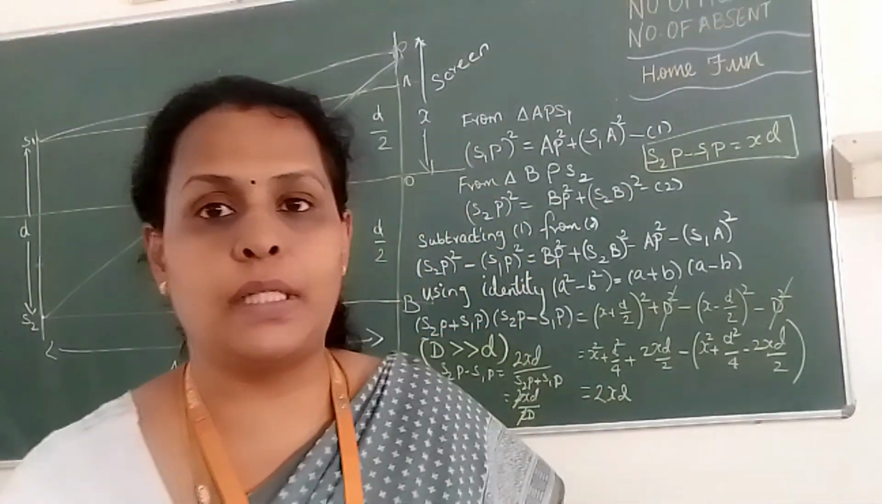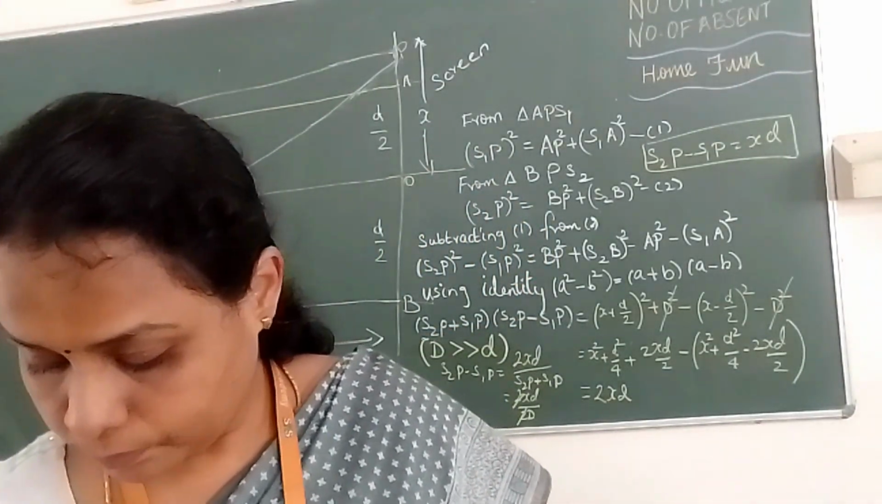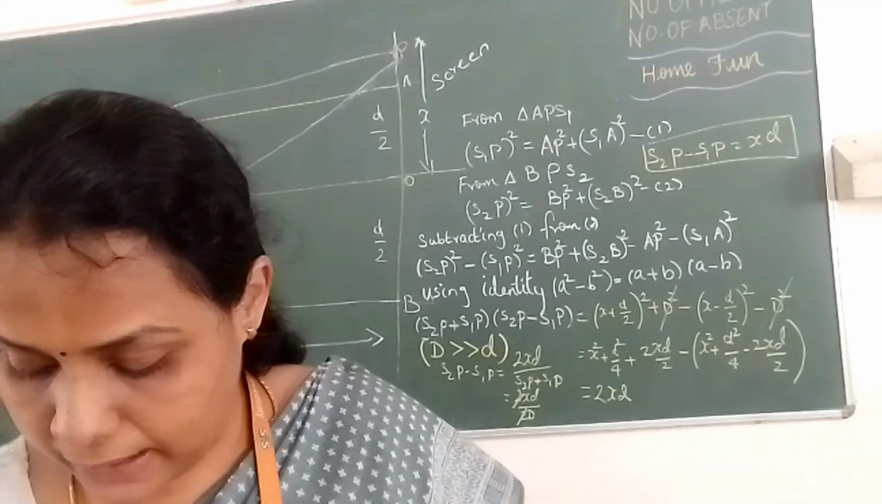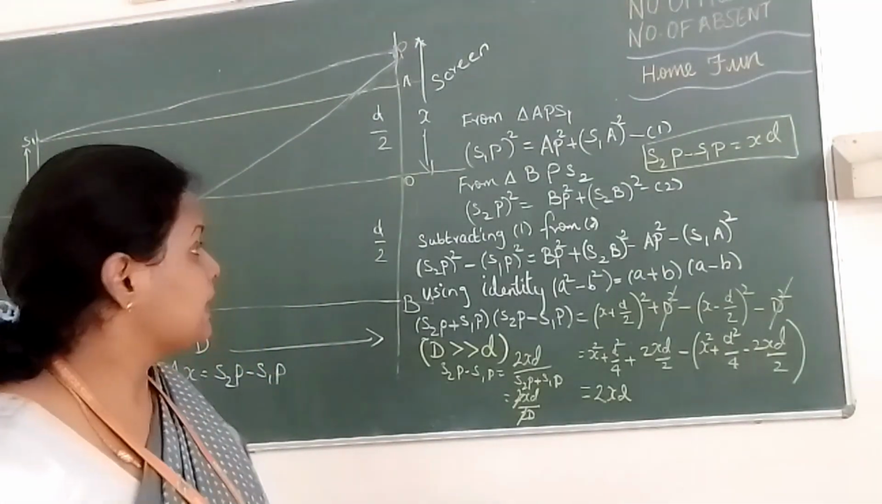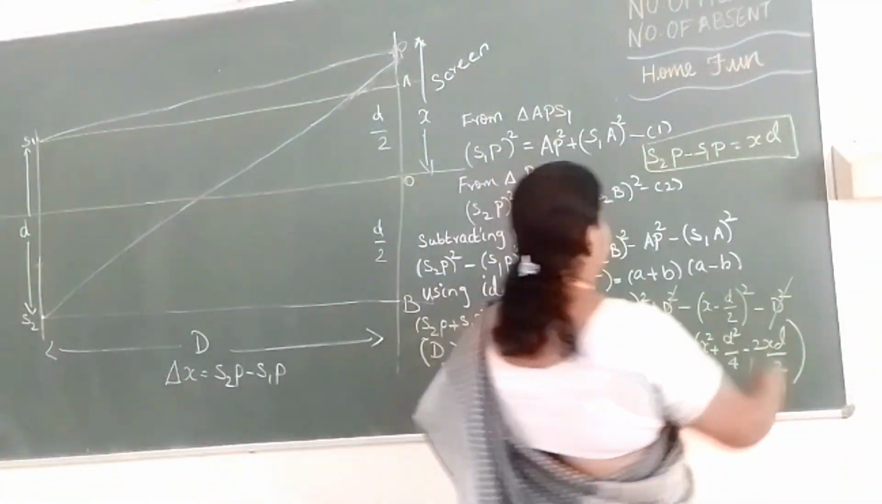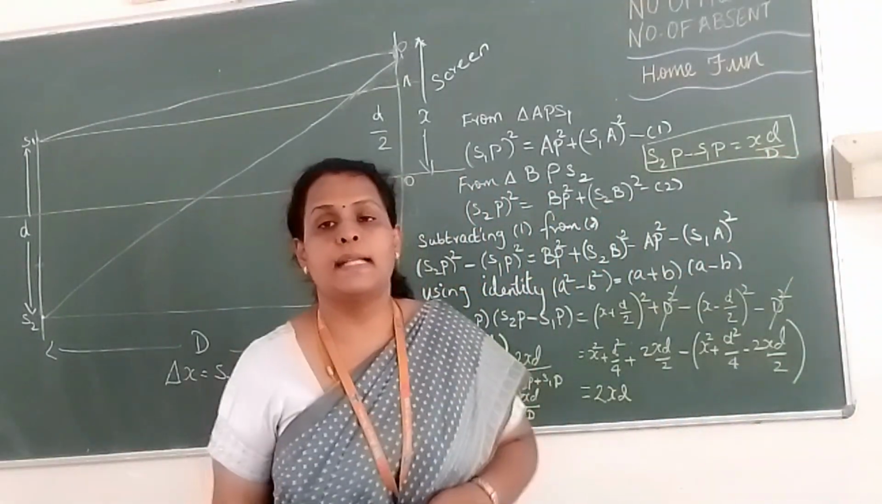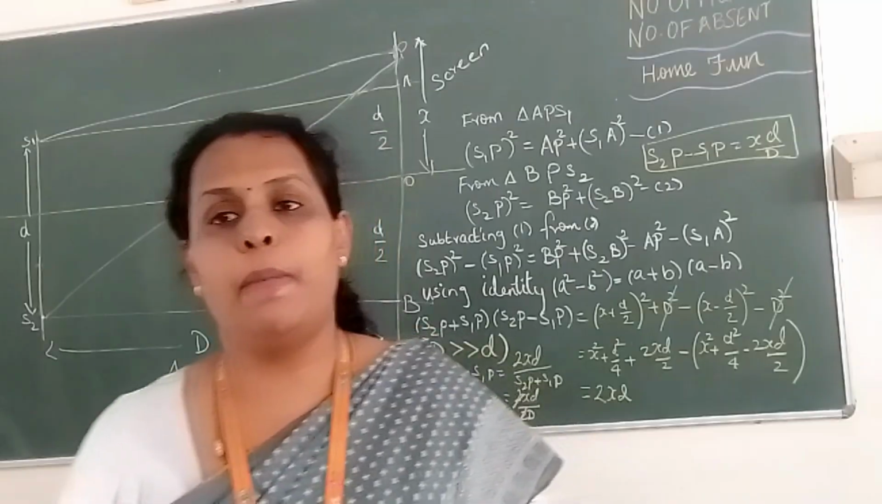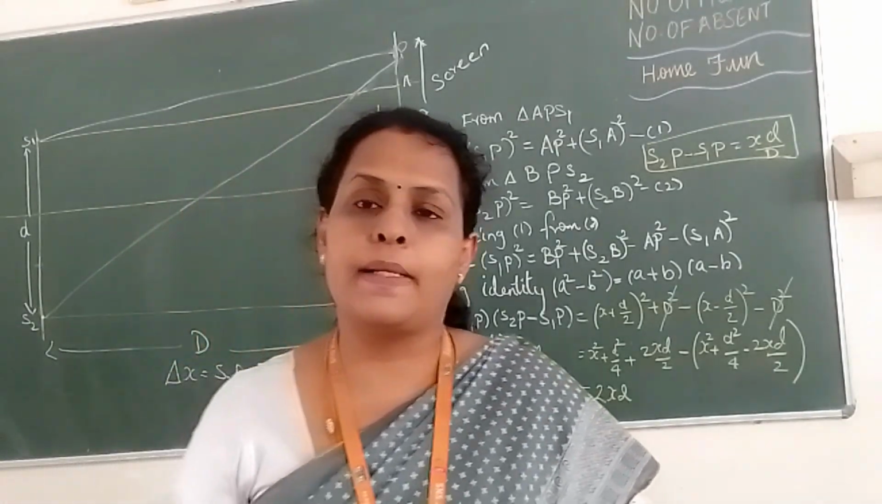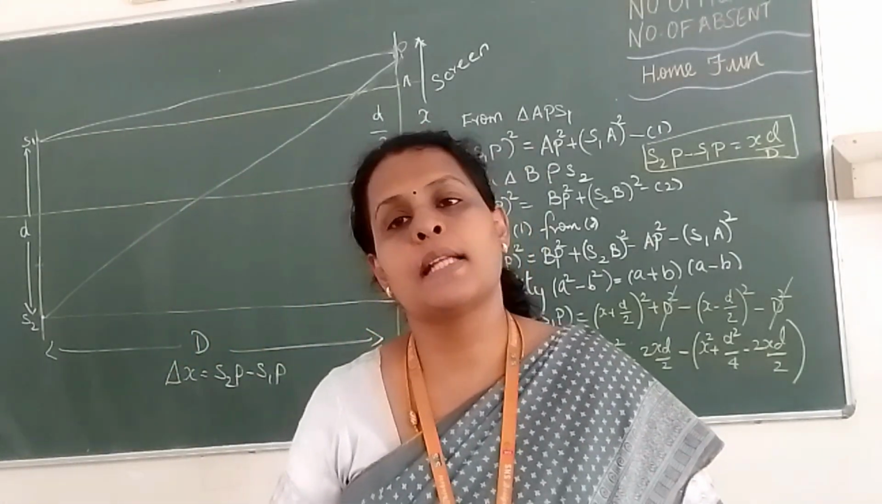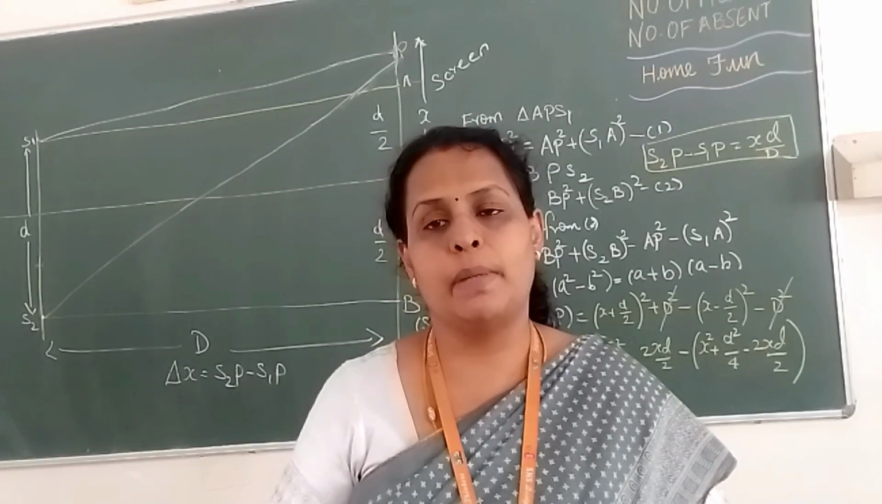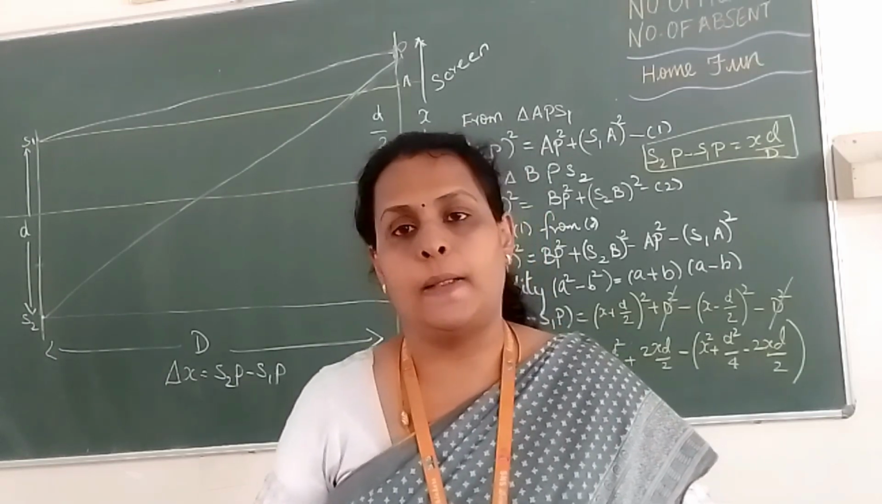Hope you understood till here. And if you see here, yes, it's xd by D. This is your path difference. Path difference del x equals x into d by D, where small d represents the distance between the two slits and capital D is the distance between the slit and the screen.